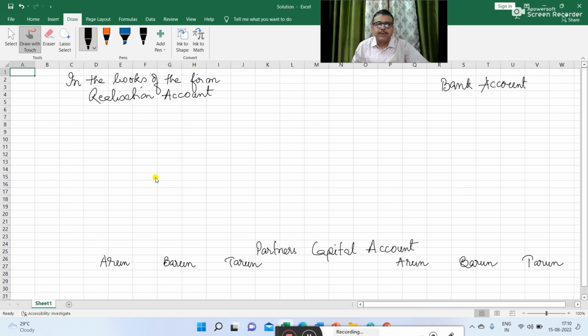So we have prepared here the three ledgers. 1. The realization account, 2. Bank account and 3. The partner's capital account. Now the first balance which is given in the balance sheet is the cash at bank. So in the bank account I am writing here to balance b/d rupees 20,000.